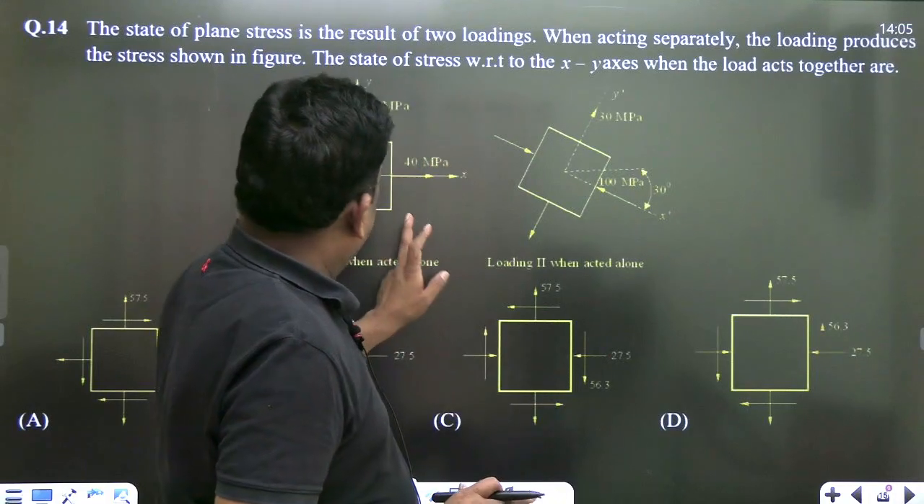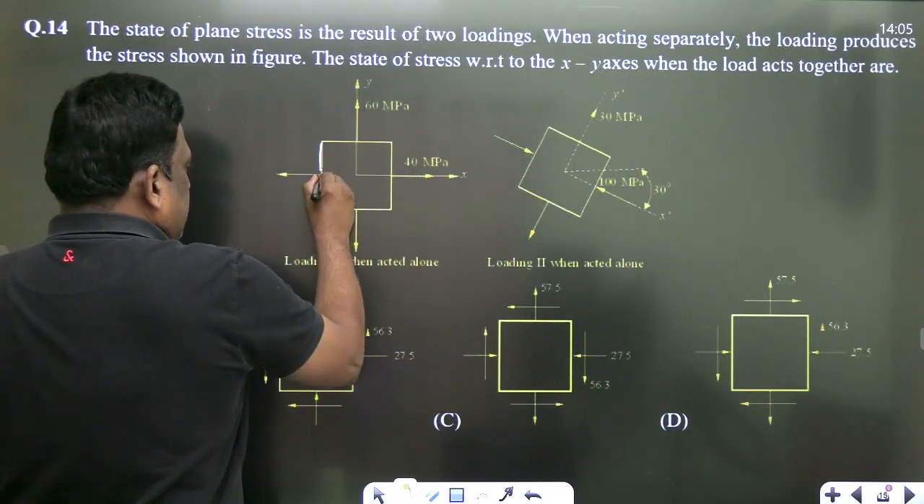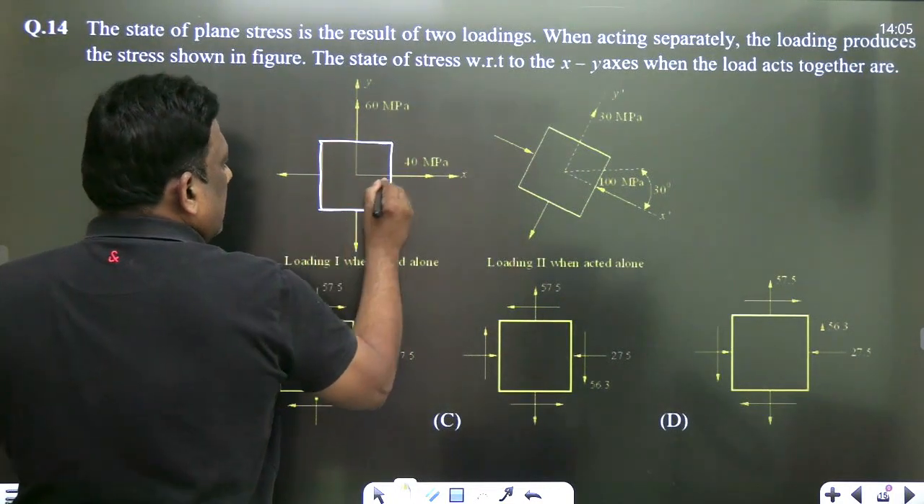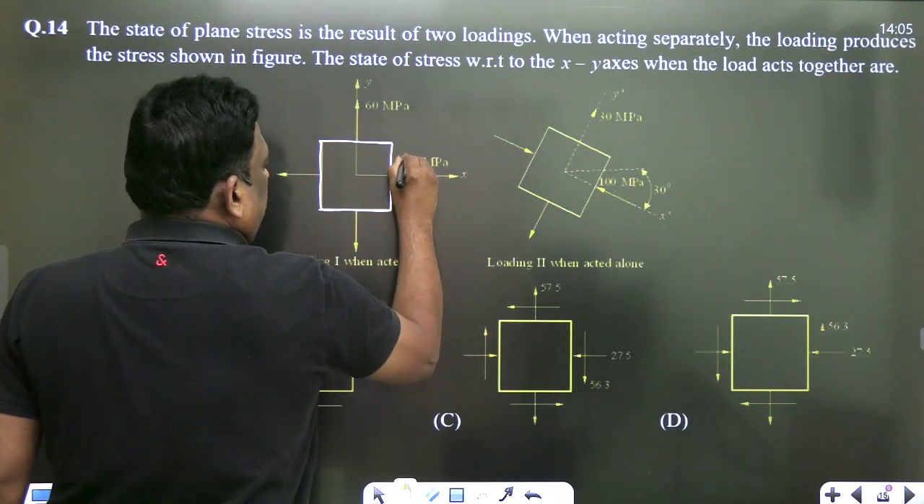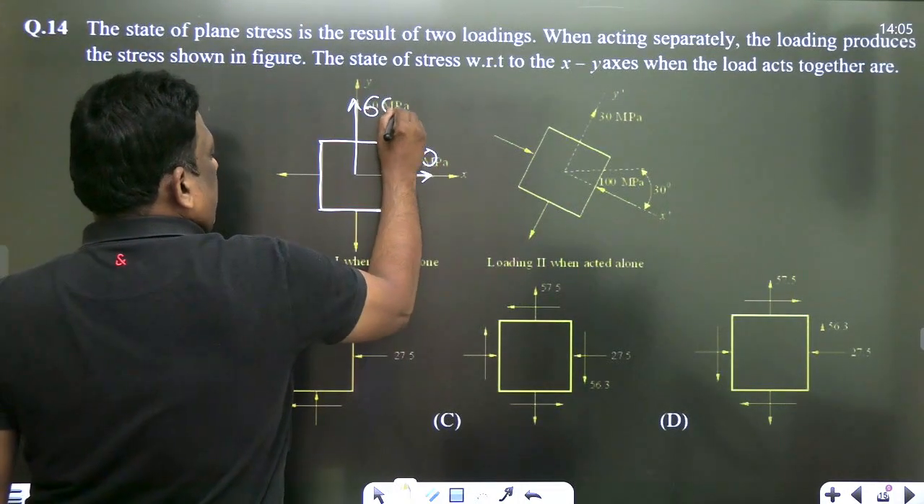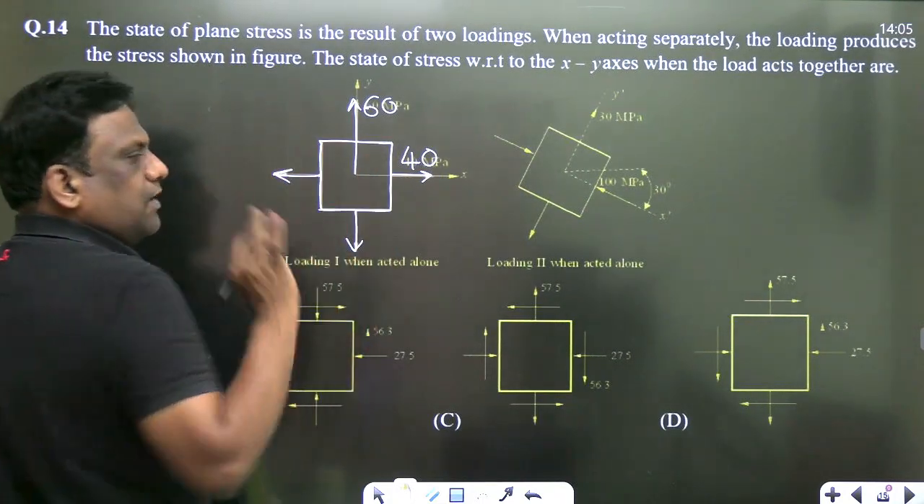Now, actually, the state of stress is given. Okay, this is one stress. Here, this is 40. All are in megapascal. Here, this is 60. All are in megapascal. And on this plane, there is no shear. Okay, this is one loading.